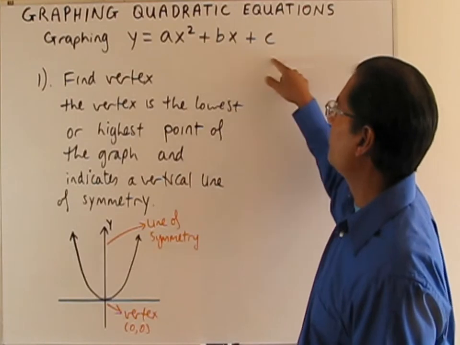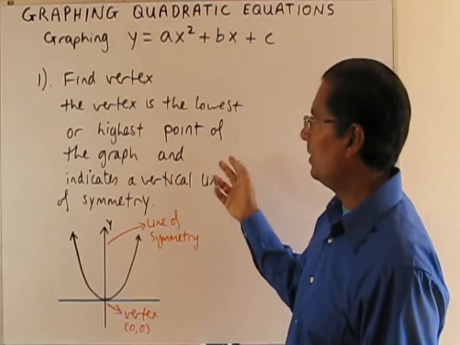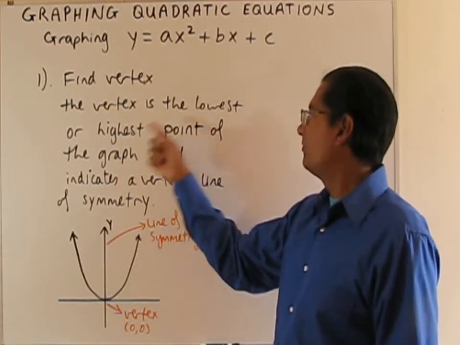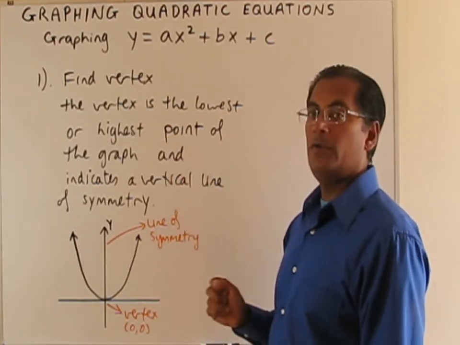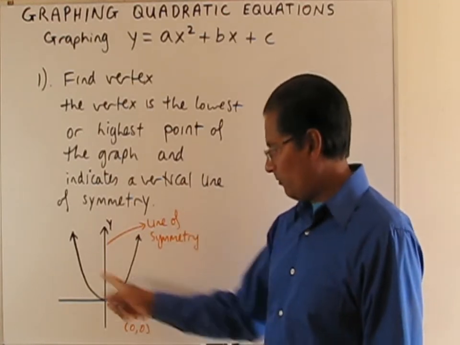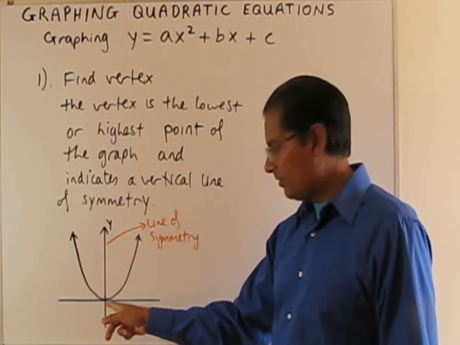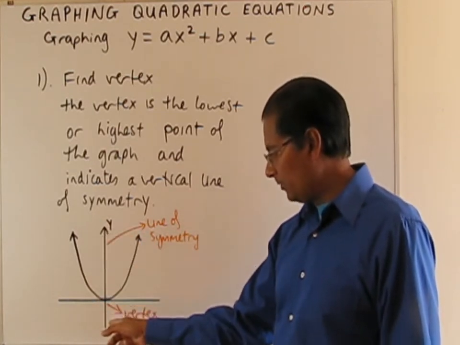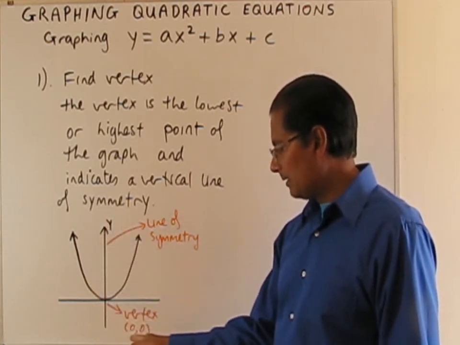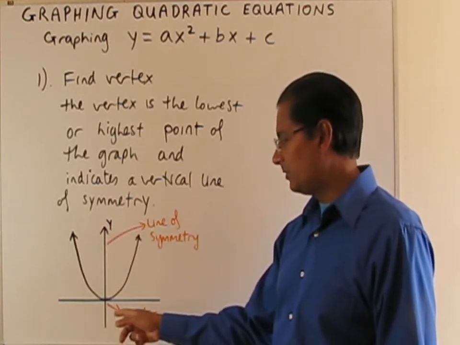However, when we add stuff to the ax squared, it's going to change that. But the first thing we want to find is the vertex. Why? Because the vertex is the lowest or highest point of the graph and indicates a vertical line of symmetry. For example, in this parabola, the vertex is at the origin, which indicates x equals 0 is a line of symmetry. In other words, the y-axis is a line of symmetry.